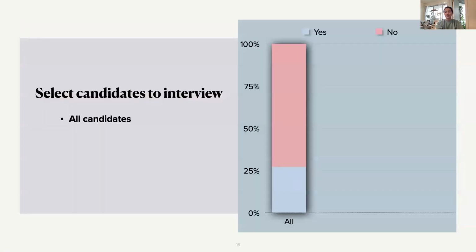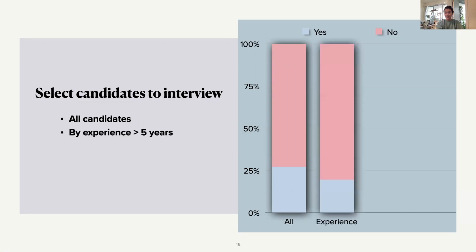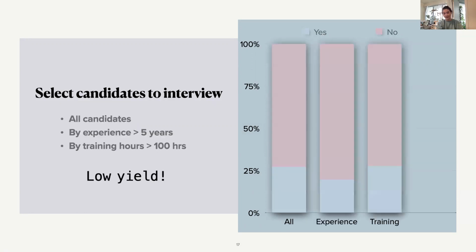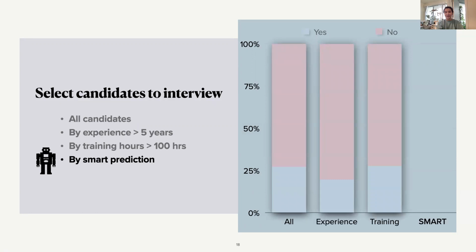For a more specific example, say you now have a new batch of candidates. You need to select whom to reach out to. Of course, you can be ambitious and interview all of them, but only about 25% would actually consider joining your company. Well, you can filter by more experienced people or who are more dedicated to their training courses, but anyhow, the yield is low. Now with Smart HR, the yield can be increased to above 50%.